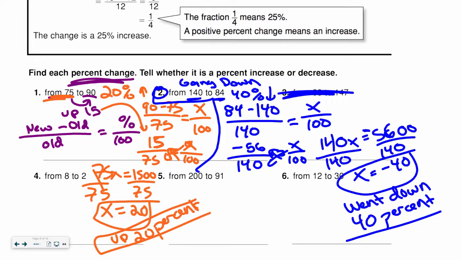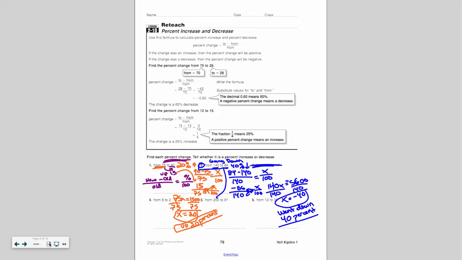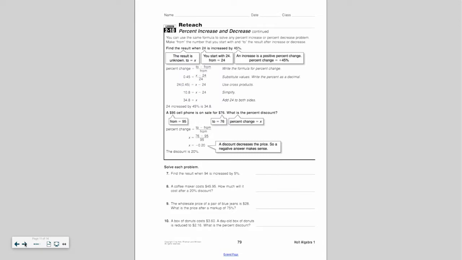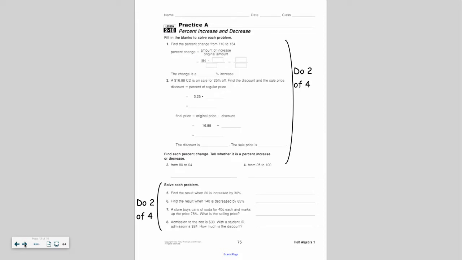So when you move on, and again, there's lots of notes on this, all up in here are extra notes that you can always reference. Don't do these top 9, but I want you to try 4 of those 8 and do both of those word problems. After you're done with that, these again are notes on percent decrease, okay? Only now they're giving you costs of things. So a cell phone is on sale for $76. It's the same setup. So we're just trying to find out what that percent increase or decrease is. So do 2 of these 4 and 2 of these 4 as those percent increase and decrease.